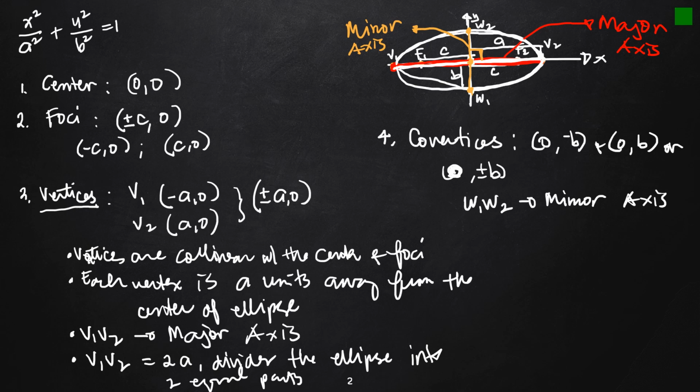And this segment, the minor axis, is perpendicular to the major axis. Also, the minor axis divides the ellipse into two equal parts as well, just like the major axis. It divides the ellipse into two equal parts. The left part, this part here, is equal to the right half of the ellipse.